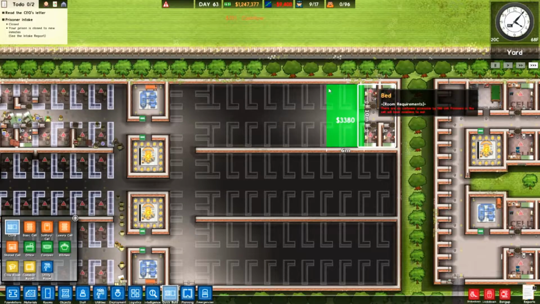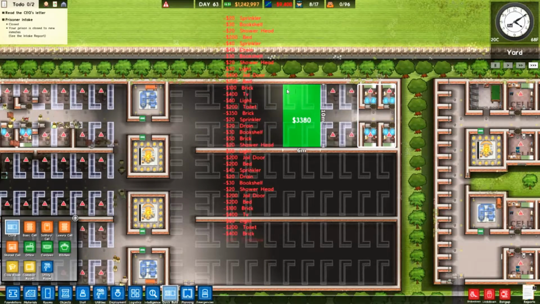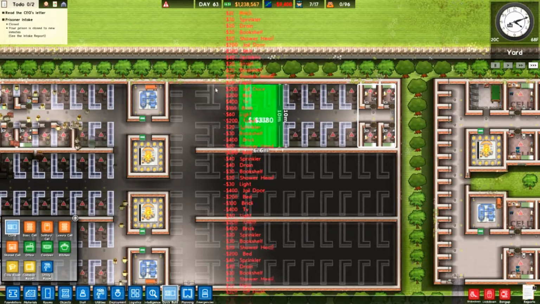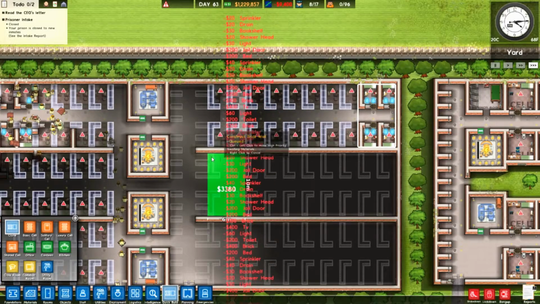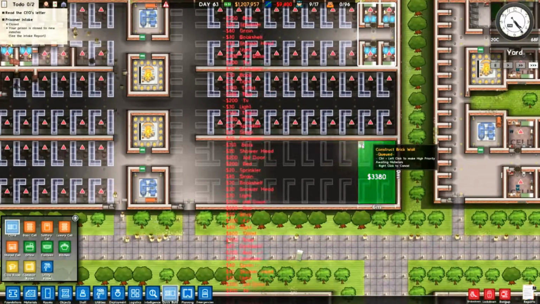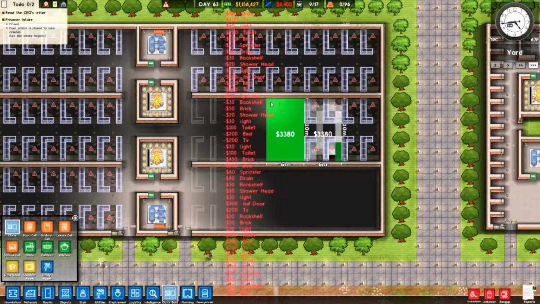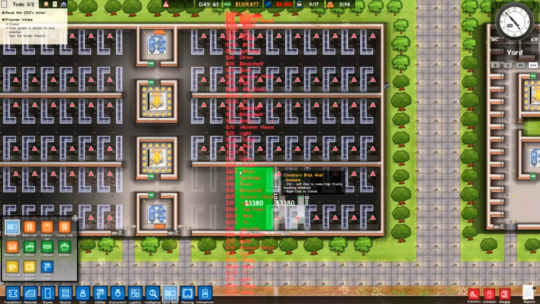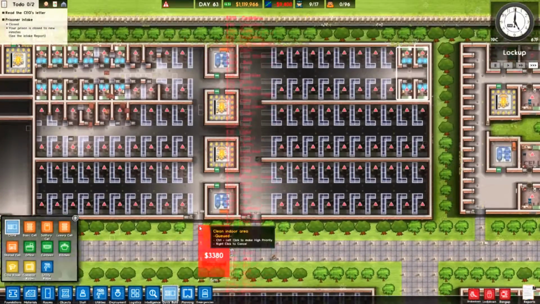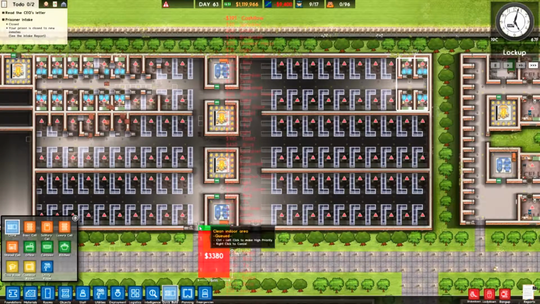So just copying this on this side as well, and then going to place the cells. And then the prison will slowly start to get more shape.